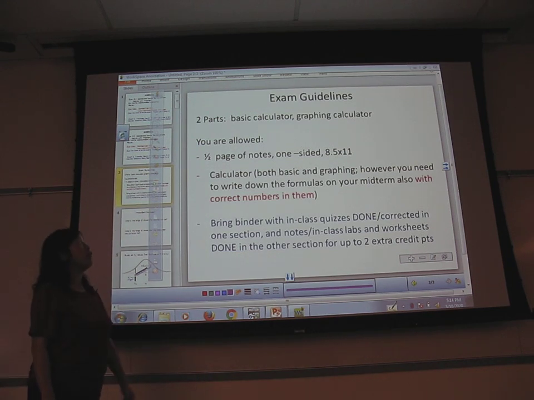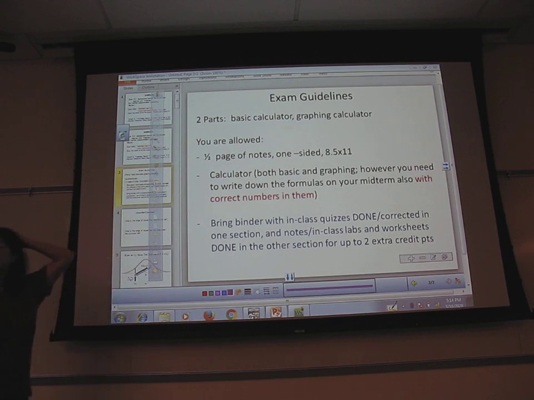Again, you get 1/2 page of notes, one-sided, and then you also need to write down, and I'm going to show you some of the things you can do for some of these formulas, the formula with numbers in them. Not just the general formula, but the actual formula with 10 choose 3 times 0.4 to the whatever times 0.6 to the whatever.